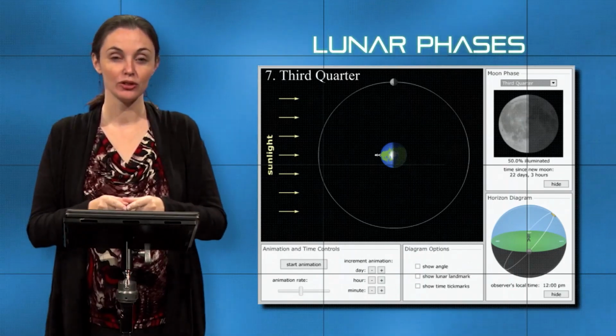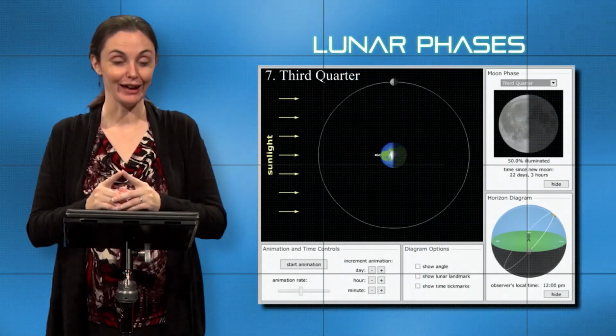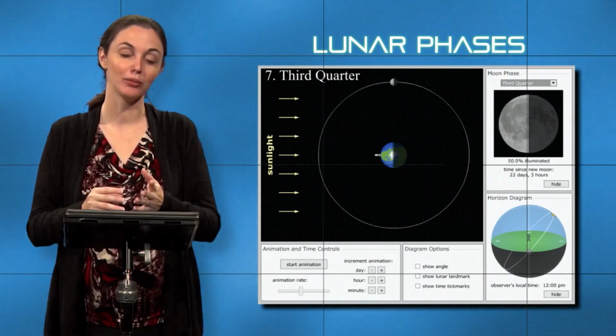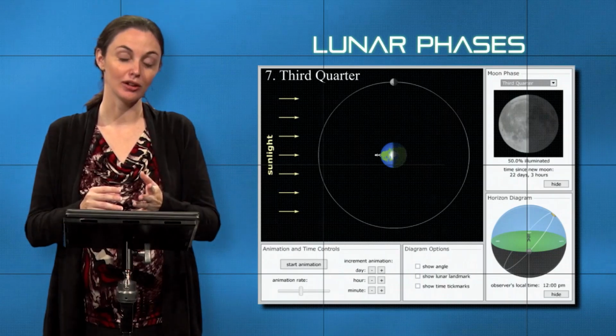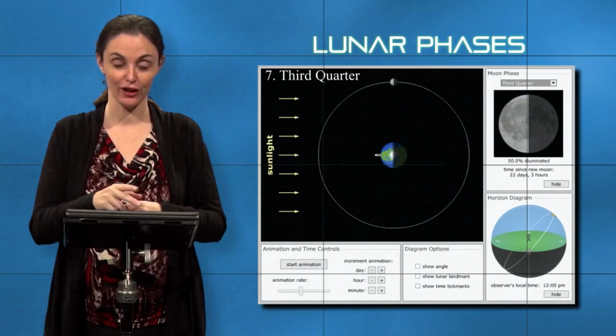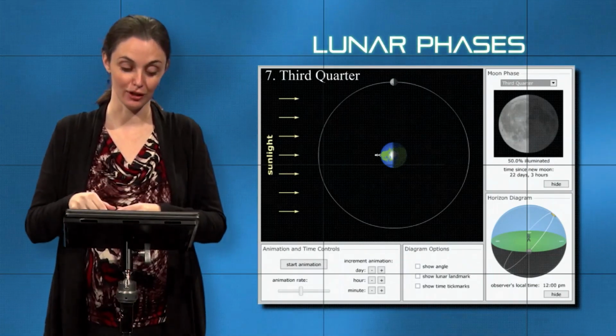This phase is most visible. It's directly overhead about 6 a.m., and it has the left half of the moon illuminated from the sun and visible, and the right half in darkness. And then finally, we have our last phase before we cycle back around again and begin new moon phase.